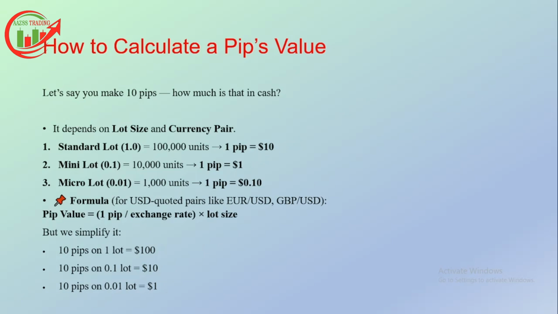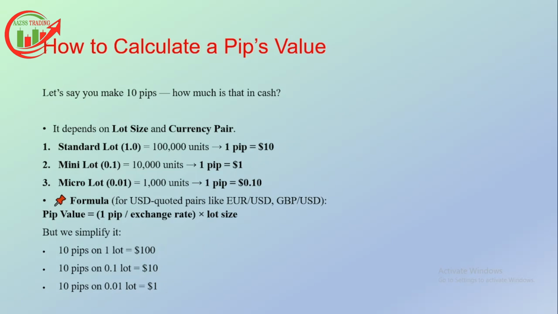Now, the next one is a mini lot. A mini lot is 0.1, which is 10,000 units. So you go into the market with a mini lot of 0.1, and when price moves 1 pip, you make $1. There's a very big difference between standard lots and mini lots. Then the micro lot, which is the third one, is 0.01, which is 1,000 units.